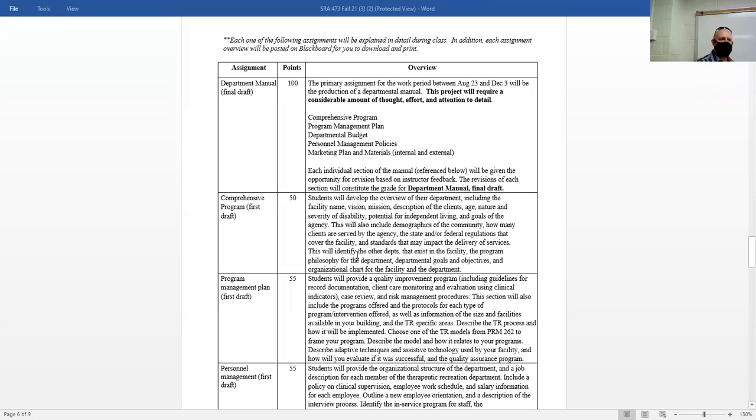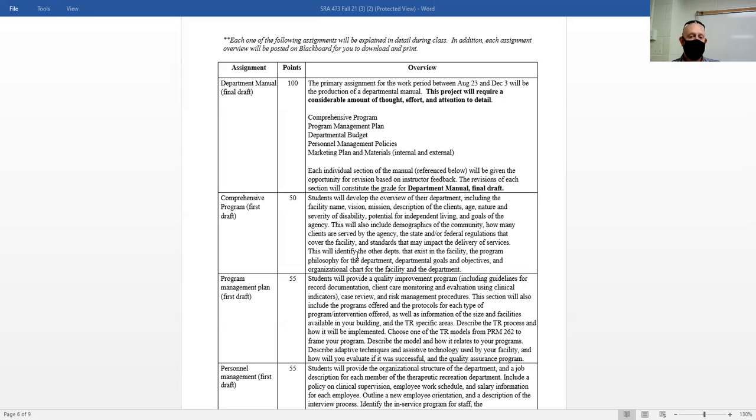I'm going to share my screen. We were talking before class about the next portion. One of the parts of your department manual is the final draft that we're going to put together at the end. The first thing that's going to be turned in, and y'all say it's due today, is that correct? I haven't checked. Tonight by midnight is your comprehensive program.